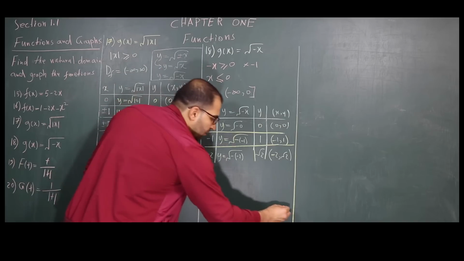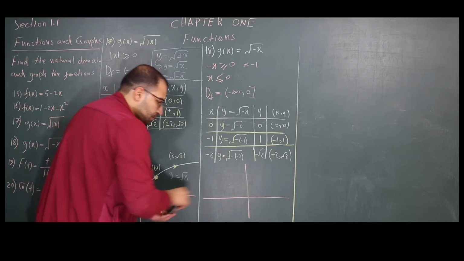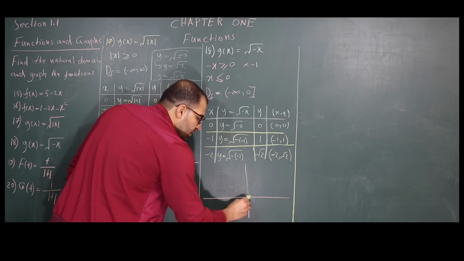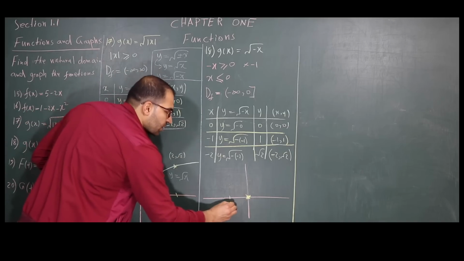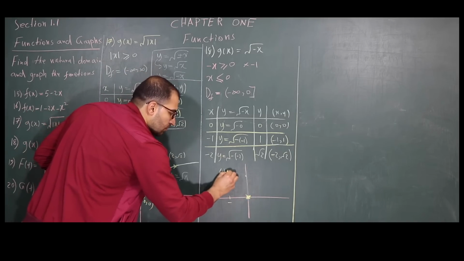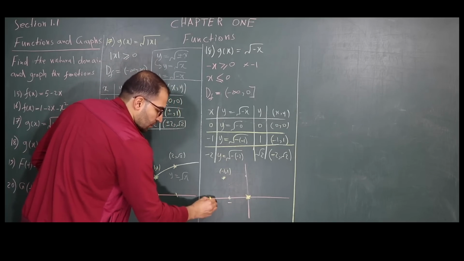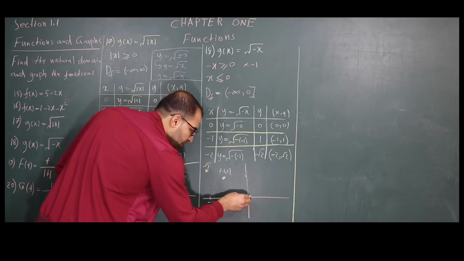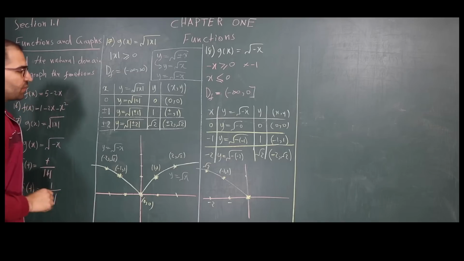Exactly that one. So I'm going to plot it here, just quickly. We have 0, -1 and 1, -1, -2. So this is the plot of the function, which is the left half of this function.